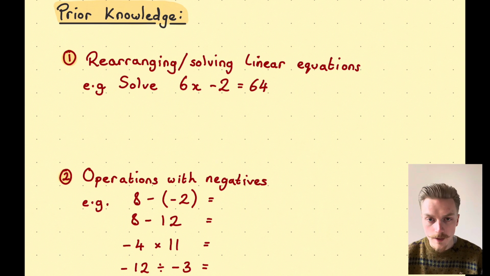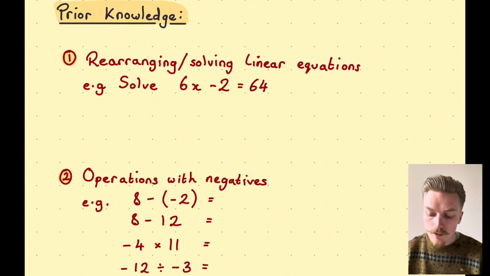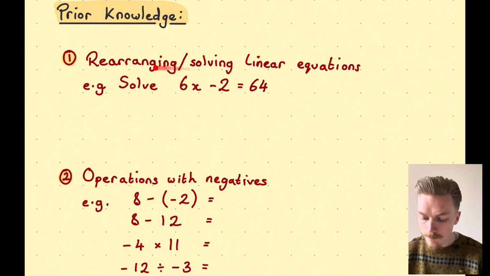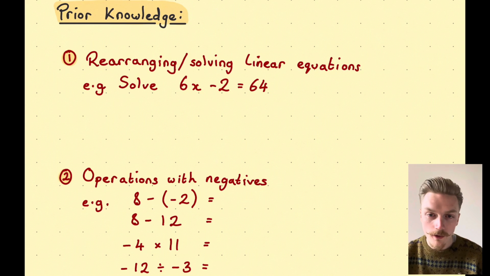So to access this episode, we're going to need to know some things already, and these kind of things I will be talking around, but I'm not going to be teaching specifically. The first one is rearranging or solving linear equations. So for example, this type of question here. So solving 6x minus 2 equals 64. So if you want to have a go at that now, pause the video and just check that you can do that. Now if you can't do that, you might want to go and learn that somewhere else.